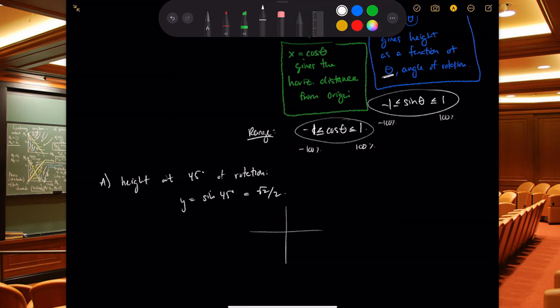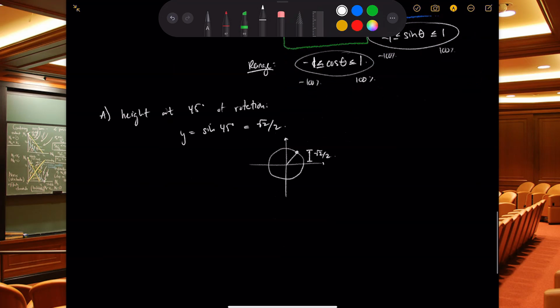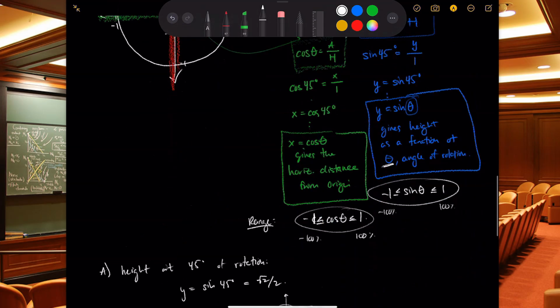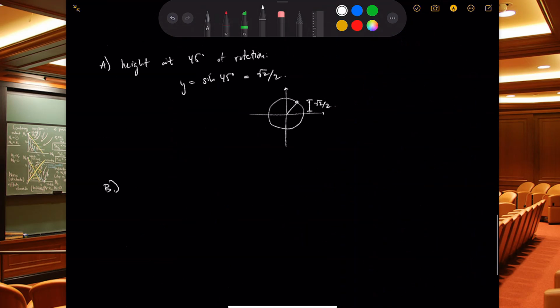And I'll just include a little tiny diagram to signify what we're talking about. So that height is radical 2 over 2. For B, what about a rotation of 270 degrees?